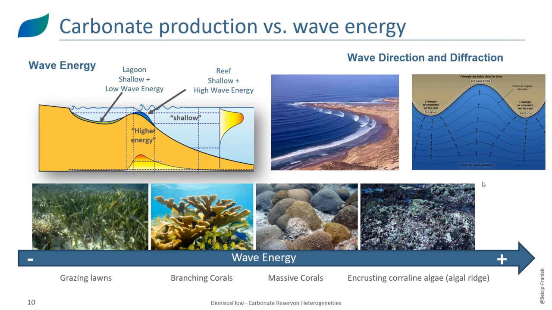Note very well that different types of carbonates have a different ecological affinity. For example, some encrusting coralline systems, they would like more wave energy to be at a higher pace, while grazing lawns, for example, or Lithocodium bassanella mounds, they would like much less energy into the system.